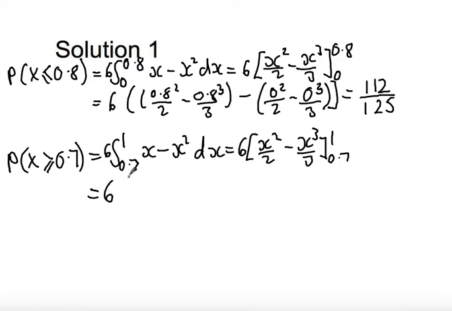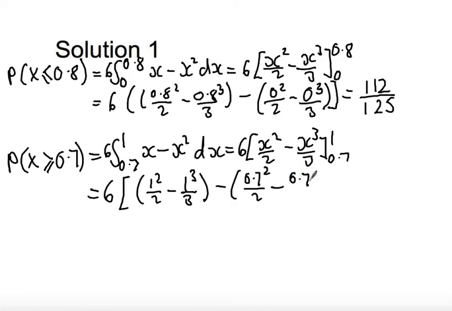So when we evaluate this, 6, first of all, we get 1 squared over 2 minus 1 cubed over 3, minus 0.7 squared over 2 minus 0.7 cubed over 3. Closing the brackets. Now if you type this in your calculator carefully and just evaluate that in one go, you should get an answer of 27 over 125.